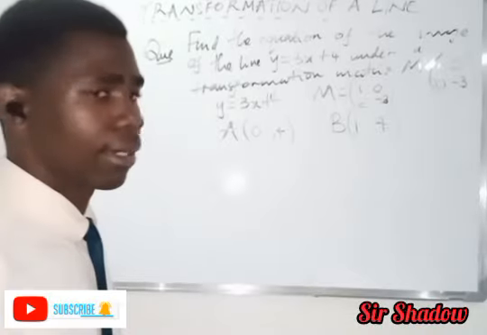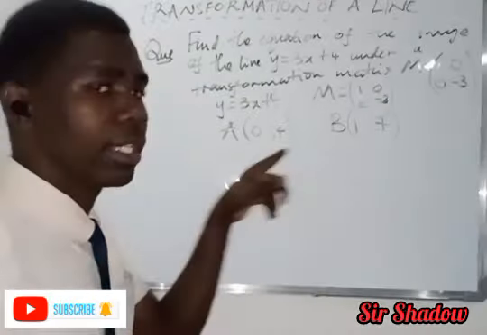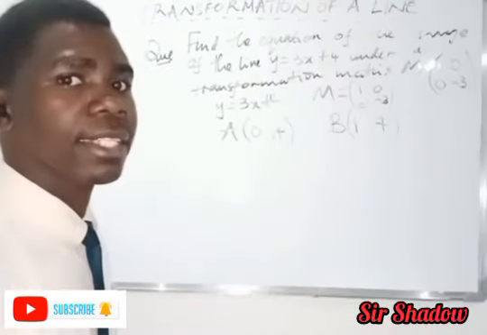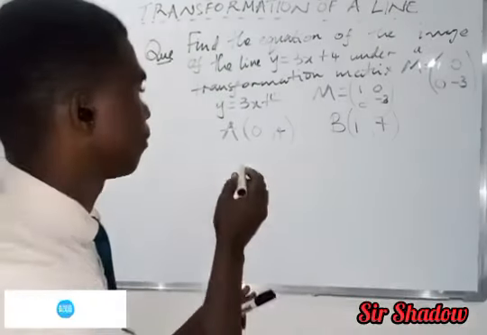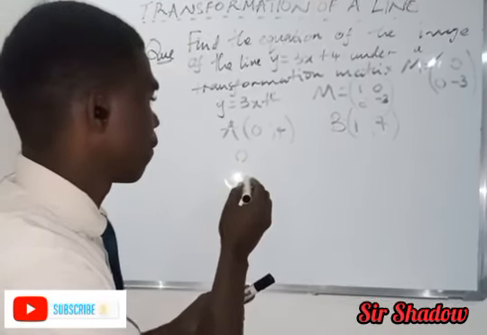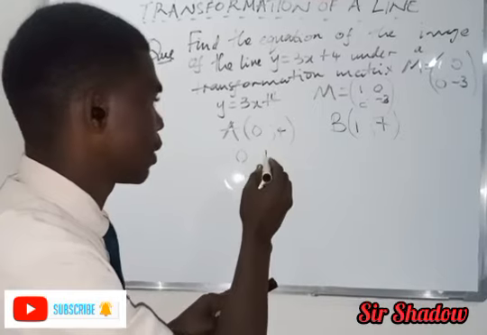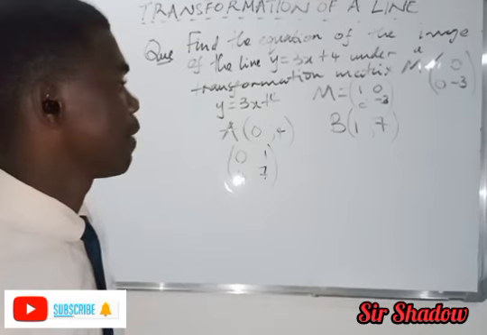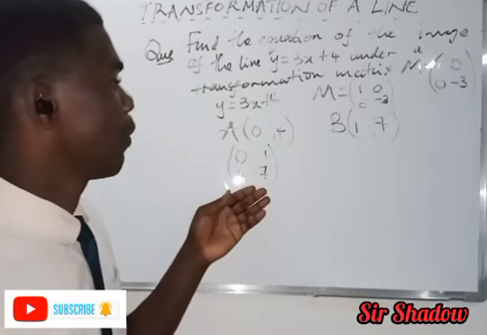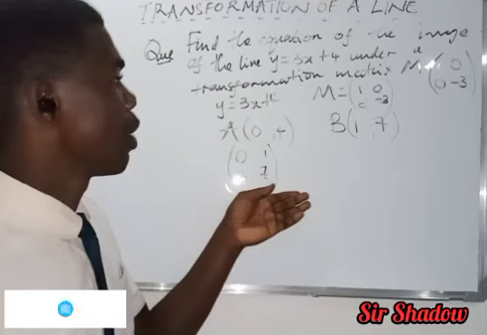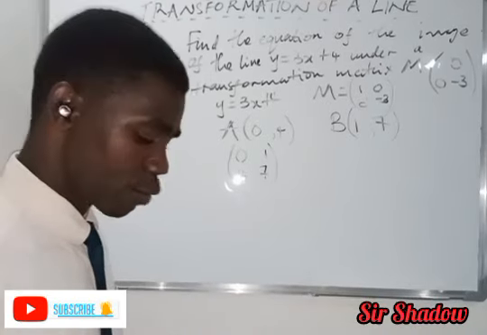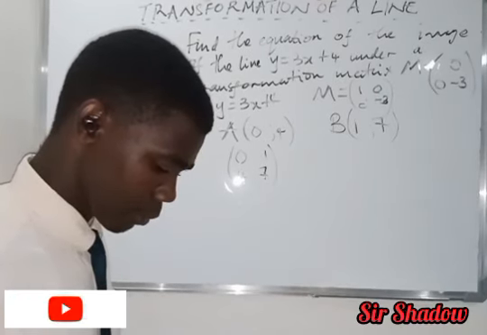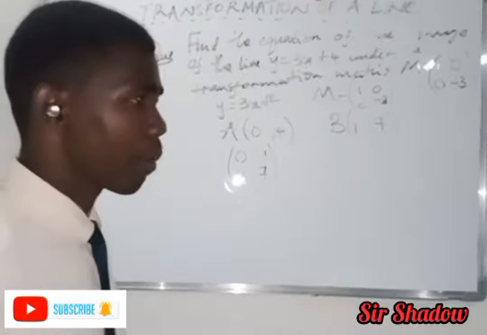So second step, we have to write this in a 2 by 2 matrix form. We know this one is x and y, so we have to write it in column form. So 0, 4, then also 1, 7. So now we have these points. Then we have to multiply our points.